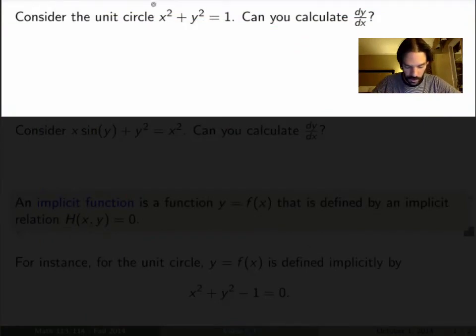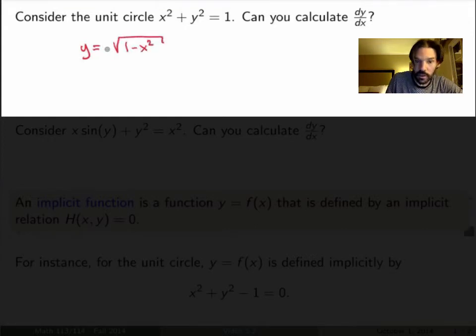Suppose that you study the unit circle, which is given by the equation x squared plus y squared is equal to 1, and I ask you to calculate the derivative dy over dx. Well, in this case, you can actually do it because you could solve the equation. So you can write y is equal to the square root of 1 minus x squared. Here I've chosen the plus sign for my square root to define a function. I could have chosen the minus sign, that would be the lower half of my circle. But either way, I get a function. And since I have a well-defined function here, I can take the derivative.